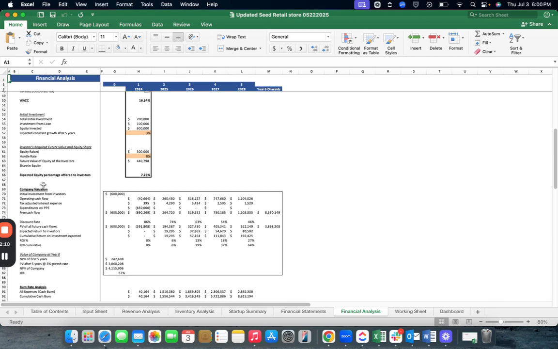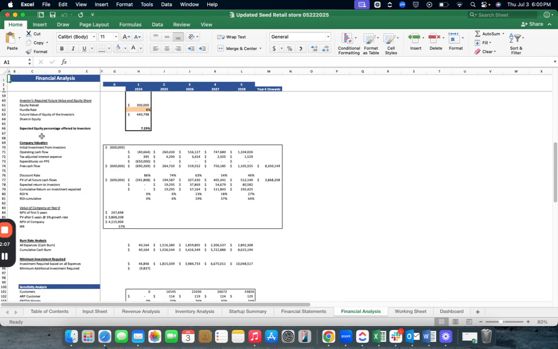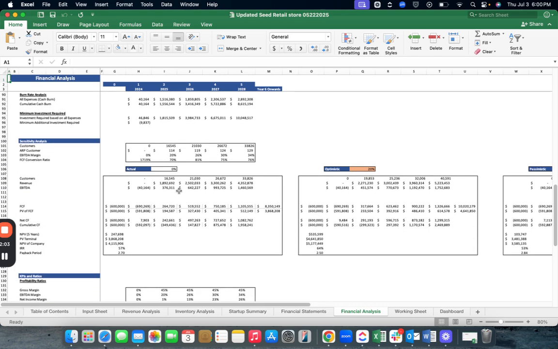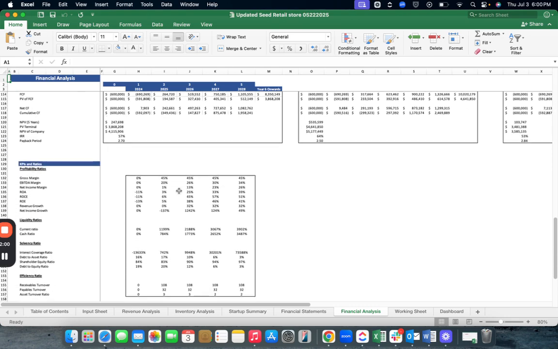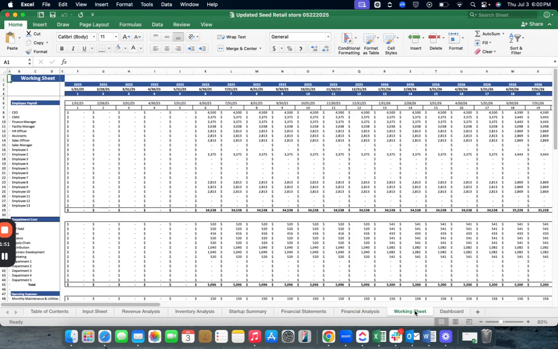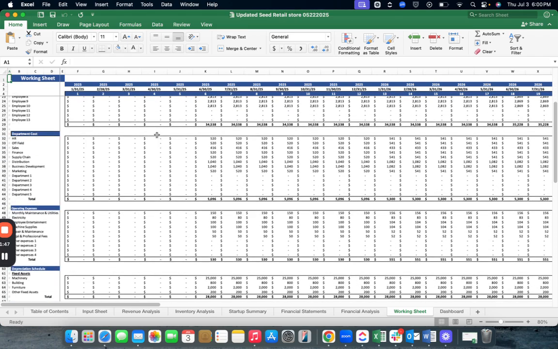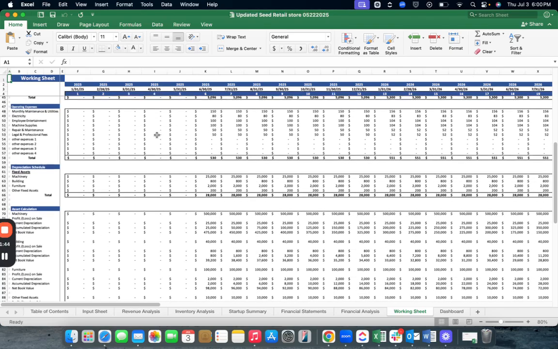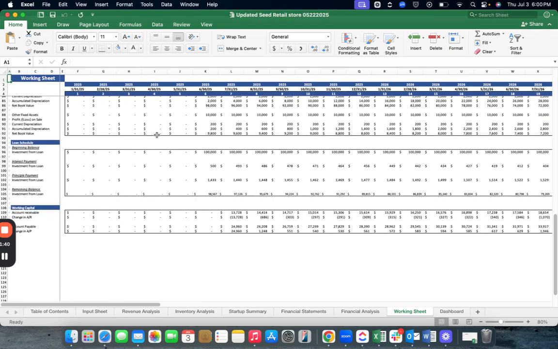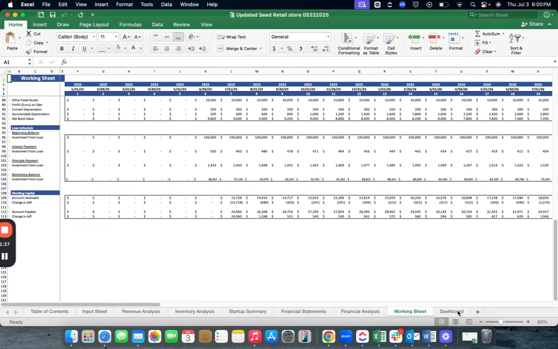Then we have expected equity percentage offered to investors, we have company valuations, then we have sensitivity analysis on actual, optimistic and pessimistic base. Then we have KPIs and ratios, which includes profitability ratios, liquidity ratios, solvency ratios and efficiency ratios. Coming towards the working sheet, it's the working sheet for the employee payroll, their department cost, their operating expenses, their depreciation schedule, asset calculation and loan schedule along with the working capital calculations.